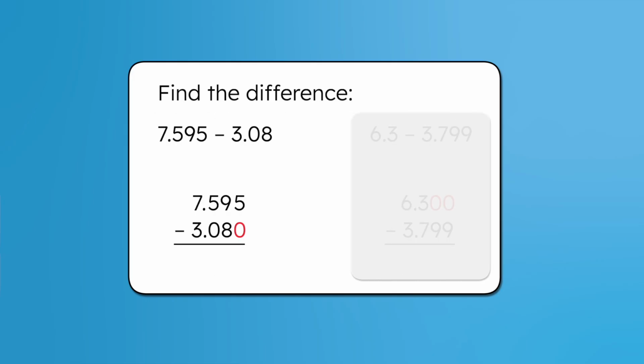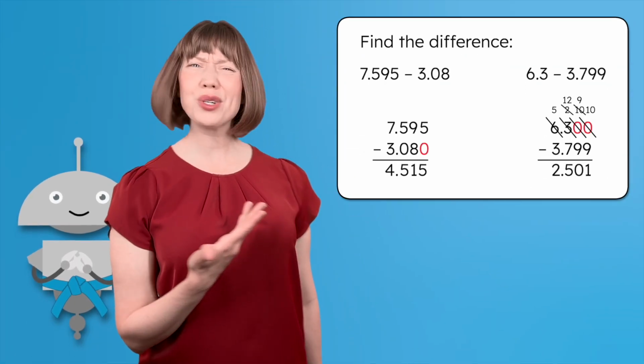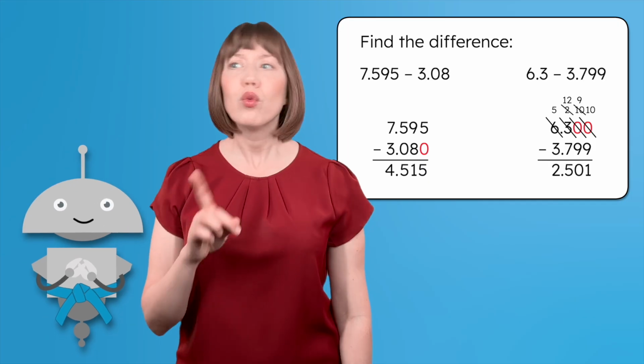Now we subtract. 7 and 595 thousandths minus 3 and 8 hundredths equals 4 and 515 thousandths. We had to regroup tenths for hundredths and hundredths for thousandths before we could subtract those place values. Then we needed to regroup ones for tenths and subtract the remaining place values. That gives us a difference of 2 and 501 thousandths. Are our answers reasonable?